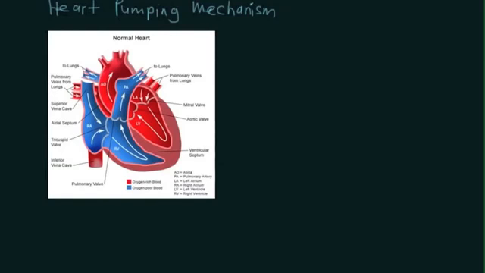Okay, so I will divide my explanation. I will start by explaining two important mechanisms under the pumping of the heart. The first thing that I'm going to talk about is the process called systole. And then we also have a second process known as diastole, an opposite process.